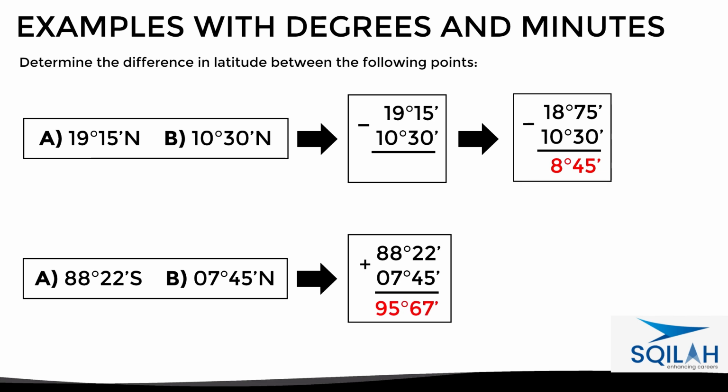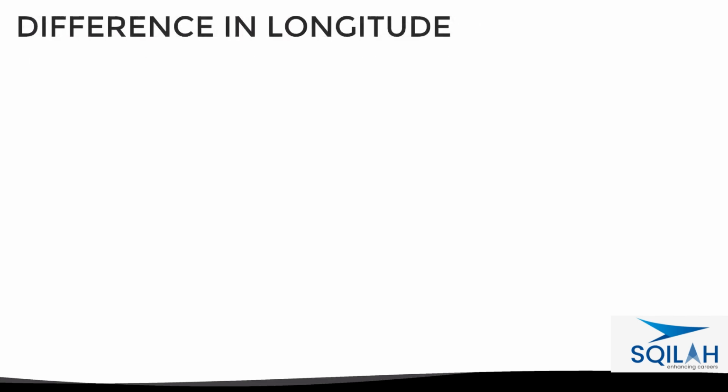In this case, we obtain 95 degrees and 67 minutes. However, to express it correctly, we need to convert 60 of those minutes to 1 degree, then obtaining a difference in latitude of 96 degrees and 7 minutes. Now having seen the difference in latitude, let's now look at the difference in longitude.